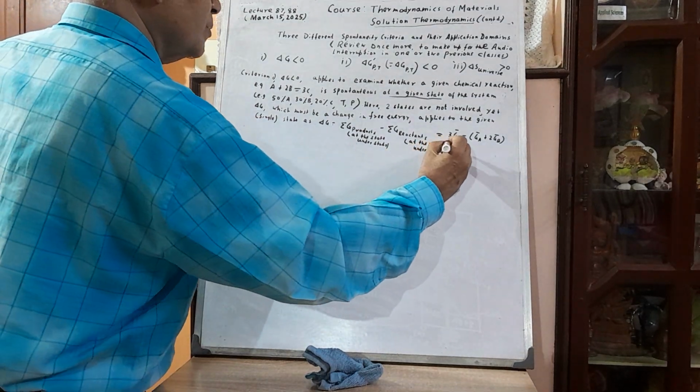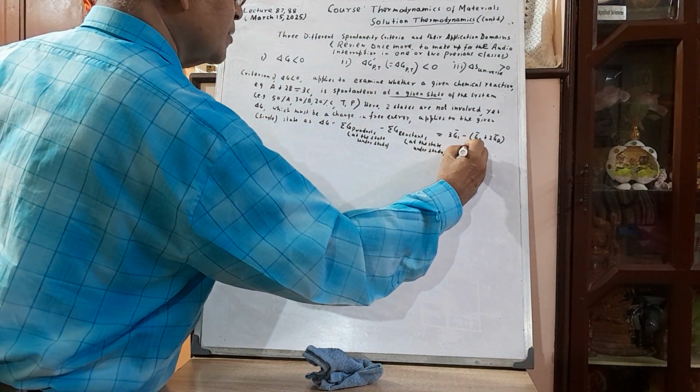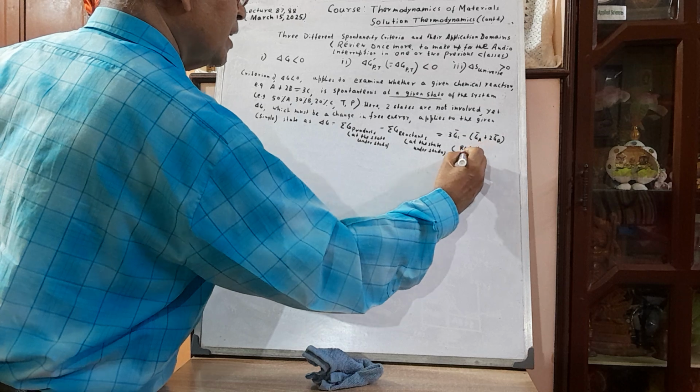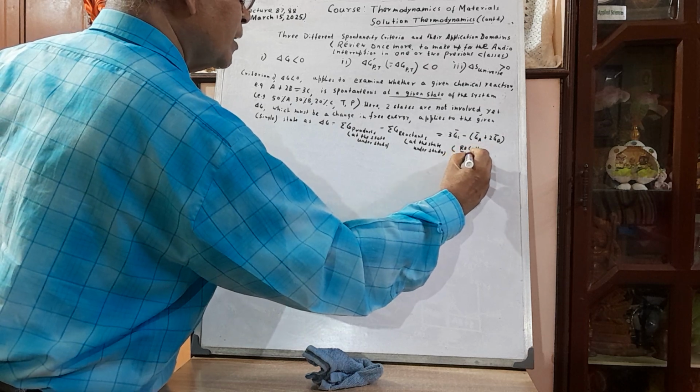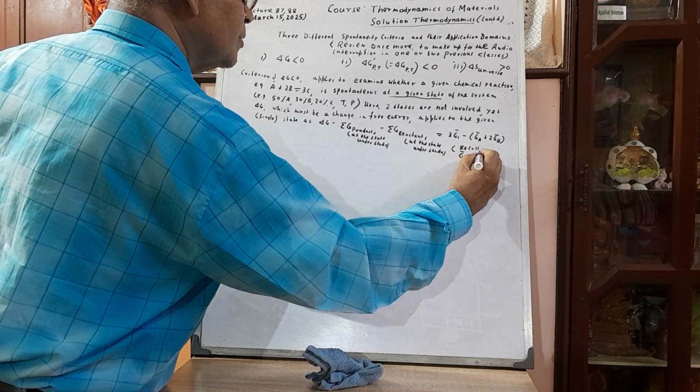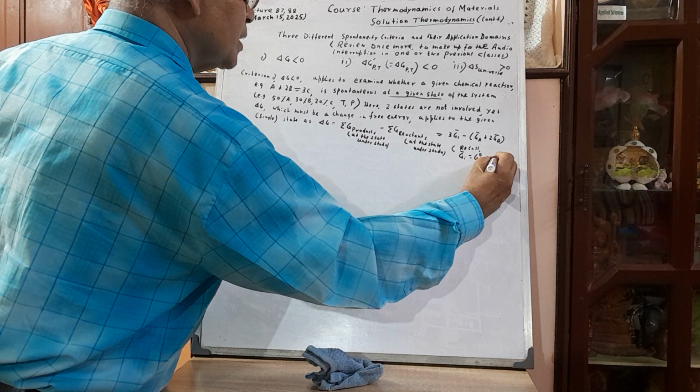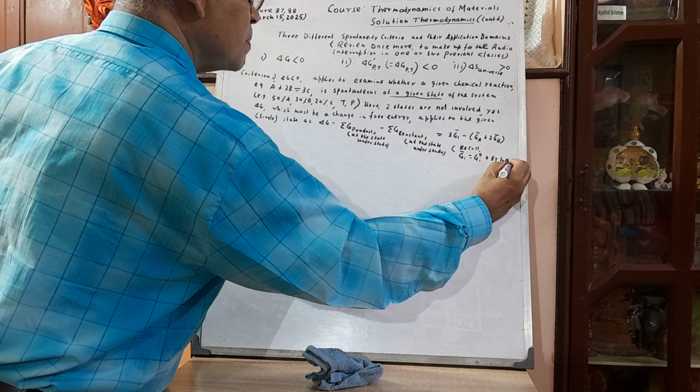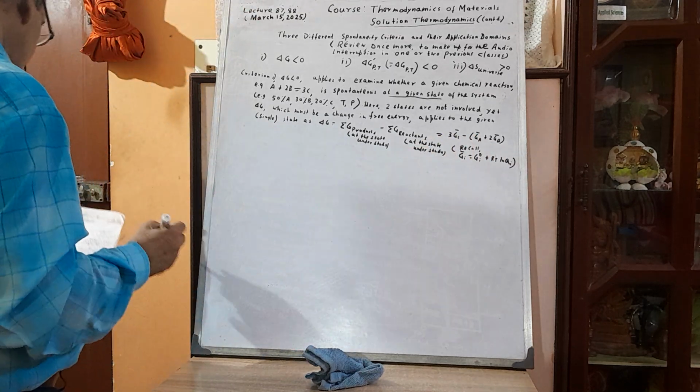You may recall also, what is this? Recall, what is Gi bar? Gi bar is Gi0 plus R3 ln Ai. Okay, this and here.